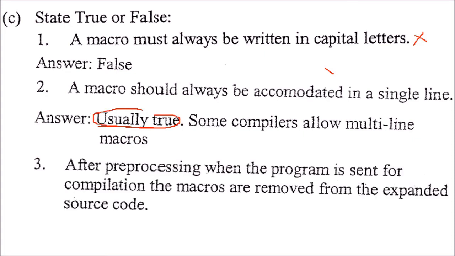After pre-processing, when the program is sent for compilation, the macros are removed from the expanded code. And this is very true because actually the expansion is written in the code itself. So the hash defines are being removed. So this is true. How many hash include directives may be there in a given program file? There is no limitation. As many as you desire.